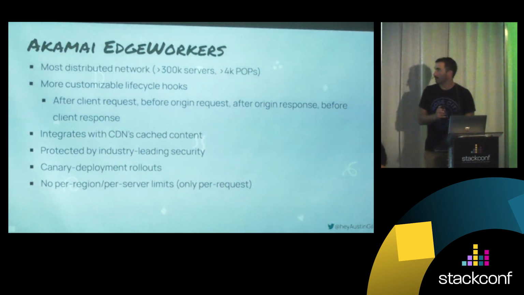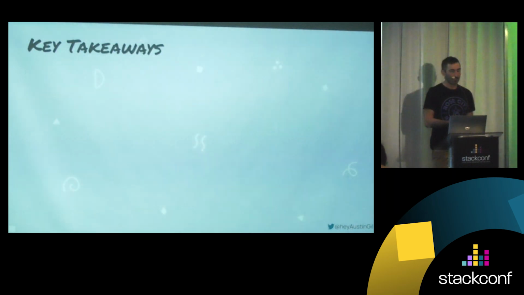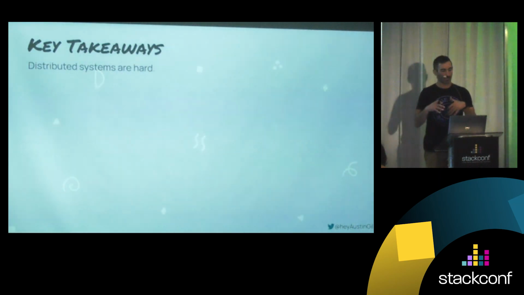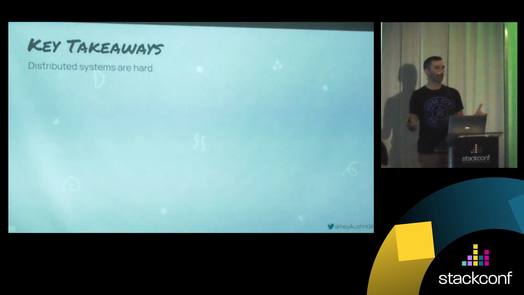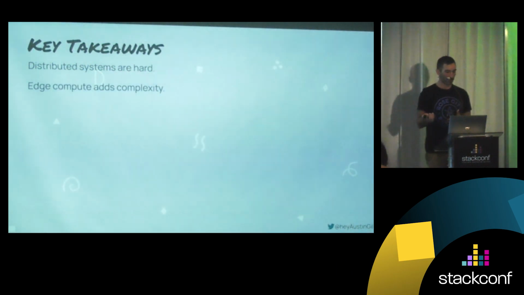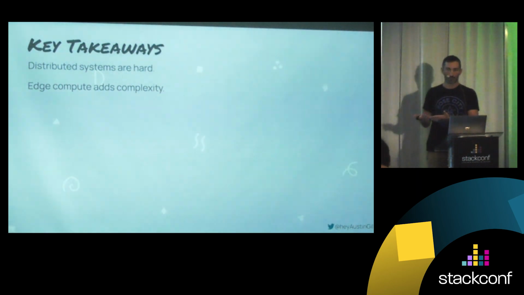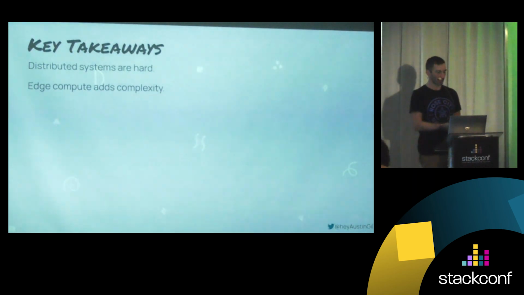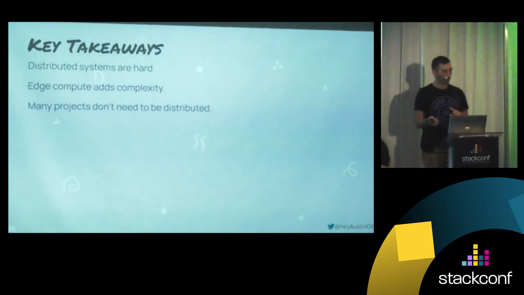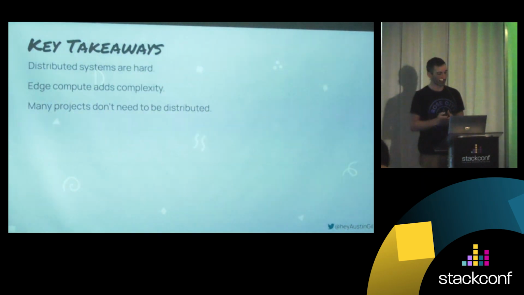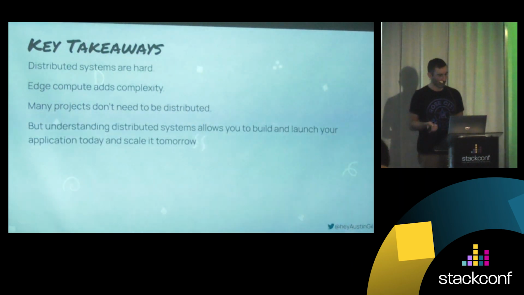But I will say that the key takeaway, the most important thing for everyone to focus on, is that once again, these distributed systems are very difficult to build and think about and architect. And edge compute doesn't make it any easier. In fact, it adds another layer of complexity when you're considering where you're going to run that compute. So once again, many projects probably will not benefit from edge compute necessarily, or at least the trade-off will not be worth it, unless they need to be distributed.